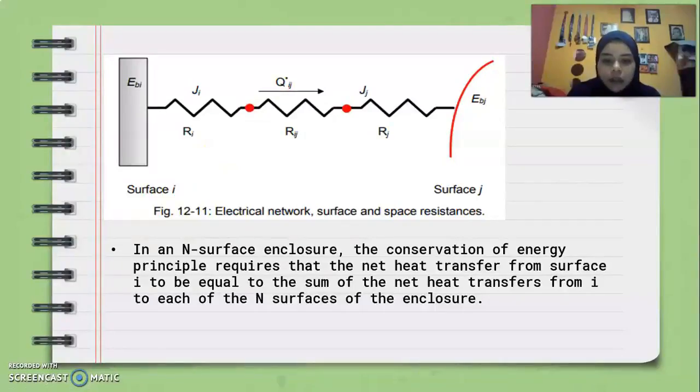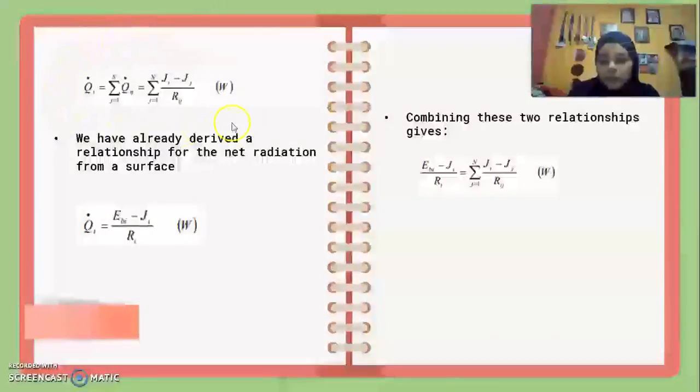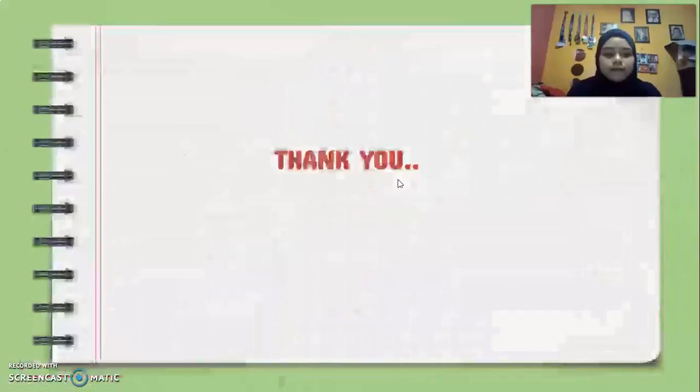In N-surface enclosures, the conservation of energy principle requires that the net heat transfer from surface i be equal to the sum of the net heat transfer from i to each of the N surfaces of the enclosure, which is shown in this formula. We have already derived the relationship for the net radiation from the surface, this. Then combining these two relationships, you can get this final formula.